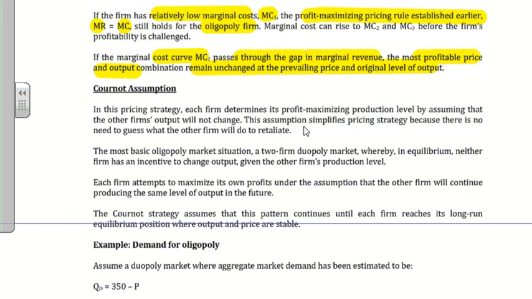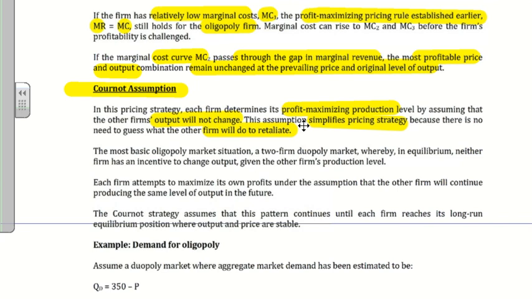We're going to move to the next two cases, Cournot and then the Nash equilibrium. In this particular strategy, each firm will determine its profit maximizing production level by assuming that other firms' output will not change. It's a nice assumption if you can make it, because it simplifies your pricing strategy. You don't have to guess what other firms will do to retaliate as you move your prices around. Well, they're not going to do anything.